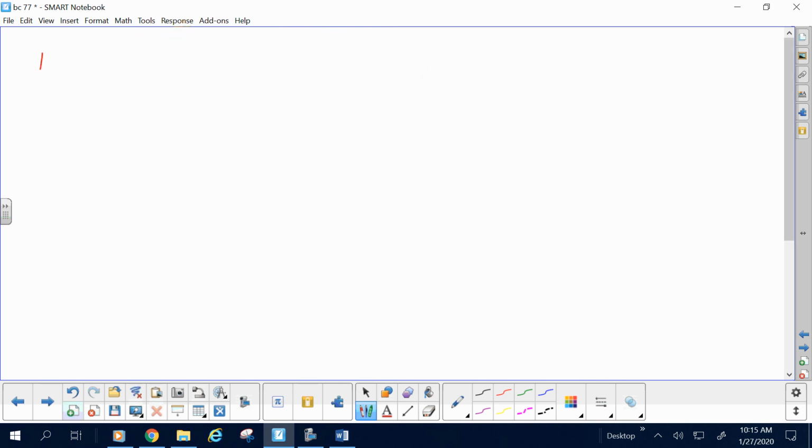18. 18 is integrating x e to the 2x plus x e to the x squared.